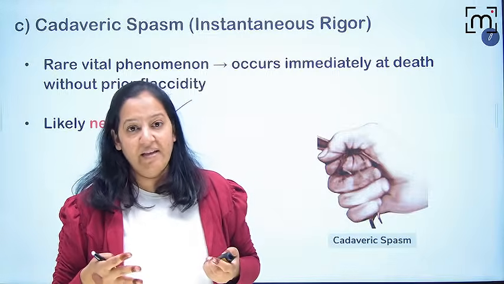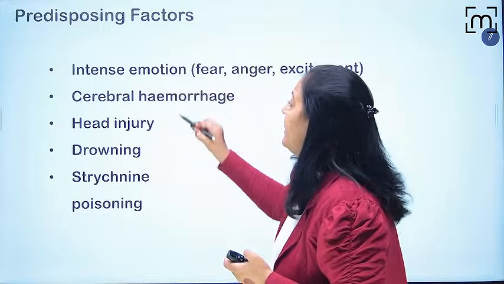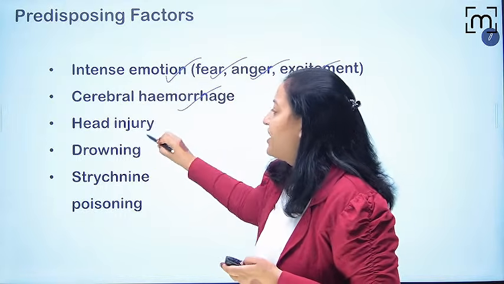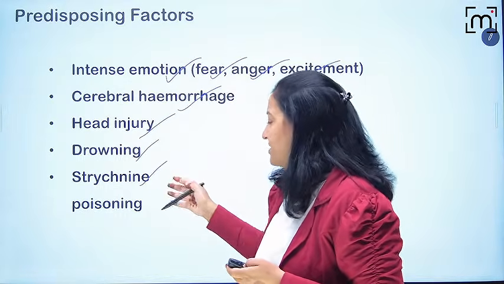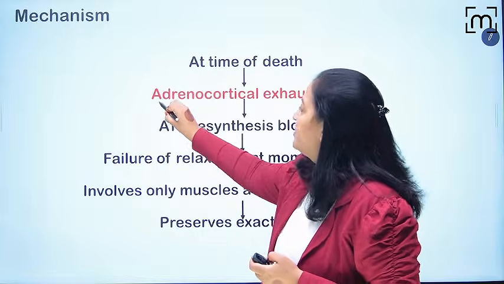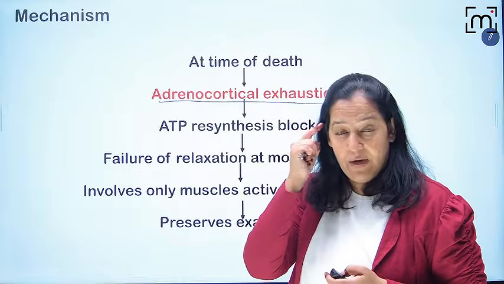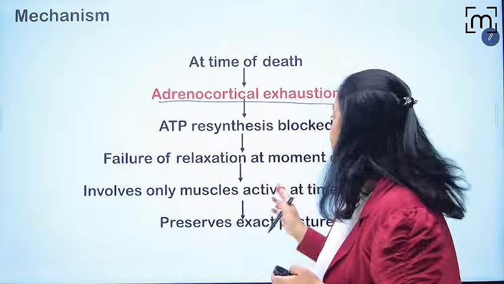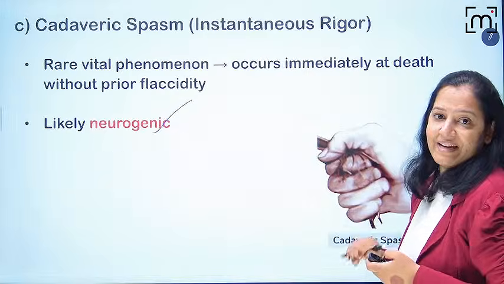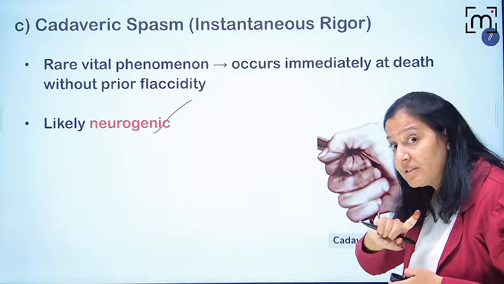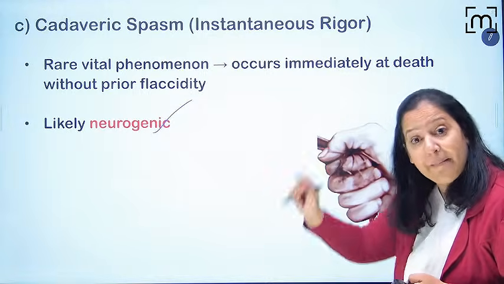At that time, because the person is in intense emotion like fear, anger, or excitement, or cerebral hemorrhage, head injury, drowning, strychnine poisoning, in all these conditions adrenocortical exhaustion takes place. And that will stimulate the brain, and that will cause this spasm-like condition. It is neurogenic in origin, in contrast to rigor mortis, which is chemical in origin.